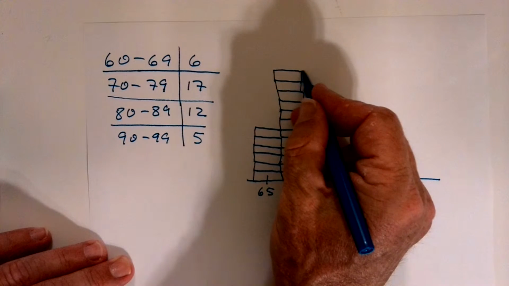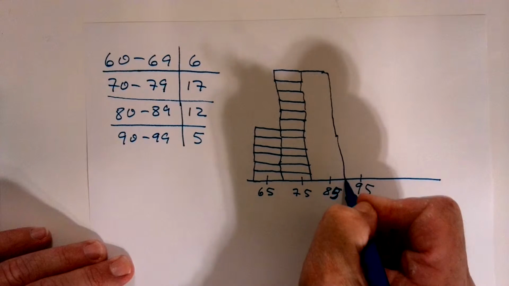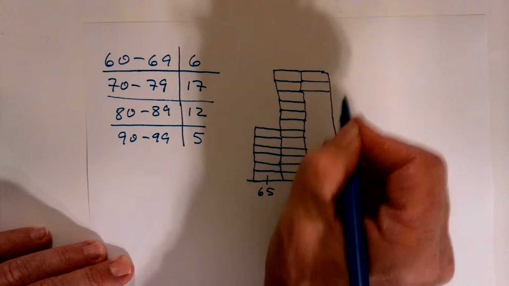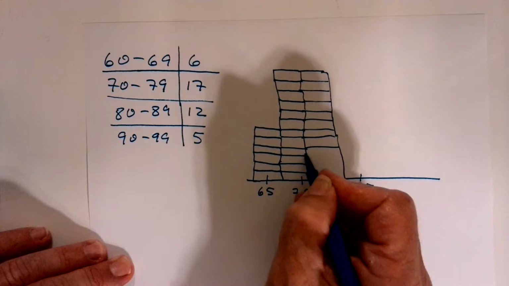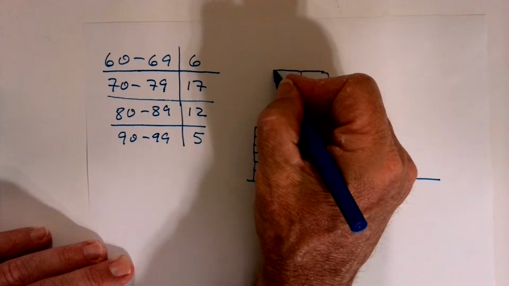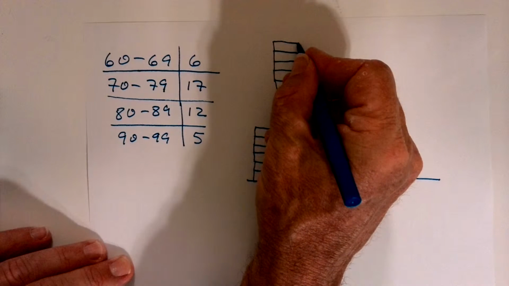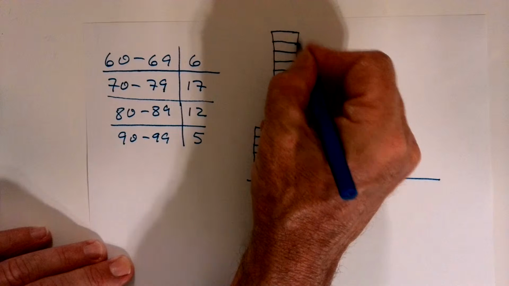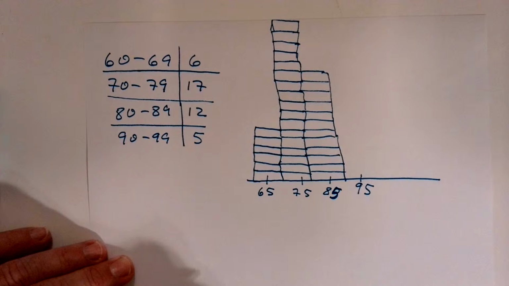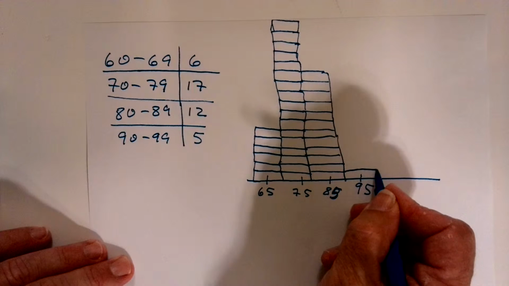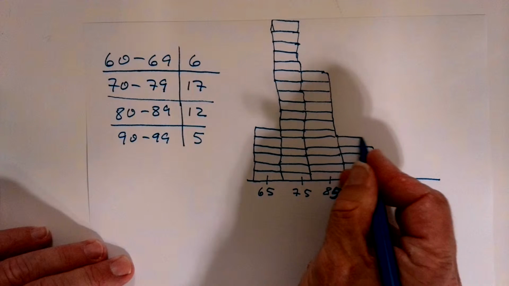You'll notice I have 12 in the 80s, so I'm just going to go ahead and construct that pile here. 85 in the middle. That's 12. And I need to get to 17, though, in the 70s. So I need 5 more. 1, 2, 3, 4, 5. And again, graph paper would be better. Computer software even better. And then in the 90s, we have 5. 1, 2, 3, 4, 5.